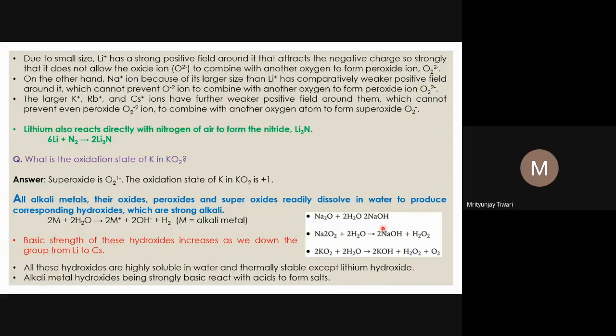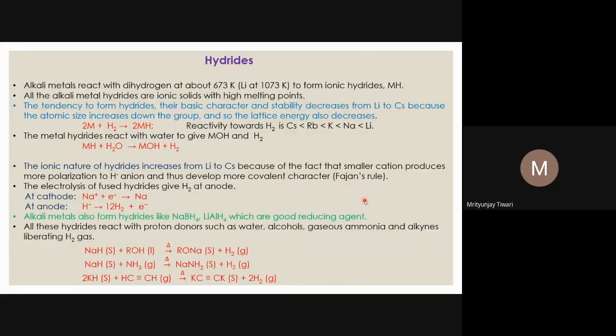Why is lithium hydroxide a weak electrolyte, with its ionization not 100%, not completely dissolved in water? This is because the lithium ion is a smaller ion, and OH minus is also a smaller ion, so the cation-anion interaction will be stronger. Alkali metal hydroxides, being strongly basic, react with acids to form water. I will stop here.